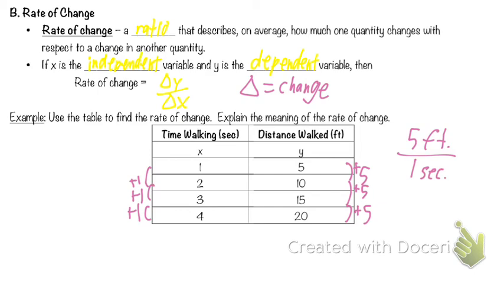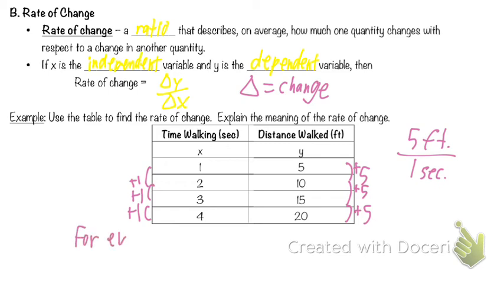So that means every... how could we word this in a couple different ways? I'll have you guys word this. How could we word it? Every 1 second, 5 feet. Every 5 feet we walk. So you could word it 2 ways. I heard 2 different ways we could word it.